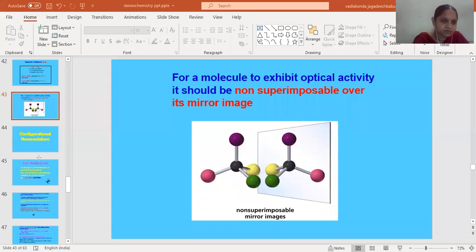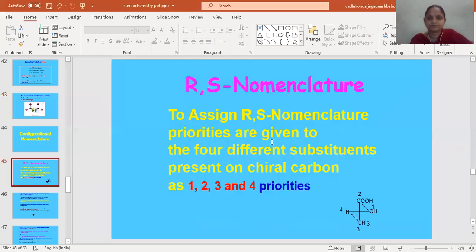Up to yesterday we have discussed the configurational isomers, that is, geometrical isomers and also enantiomers. Now, coming to another one, RS nomenclature. This is the nomenclature which is used to give names to the enantiomers.